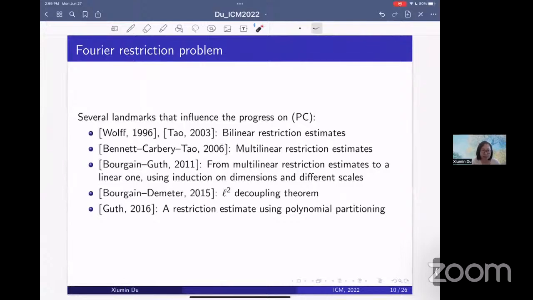Here are several landmarks that influence the progress on the pointwise convergence problem. The first is the bilinear restriction method developed by Wolff and Tao. This bilinear restriction method is essential in Sanghyun Lee's work, where he proved pointwise convergence for s greater than 3/8 when n equals 2.